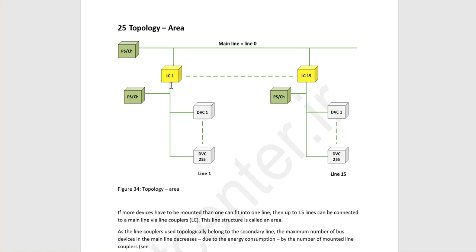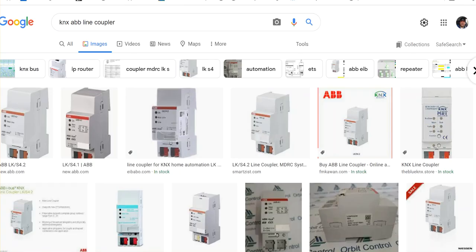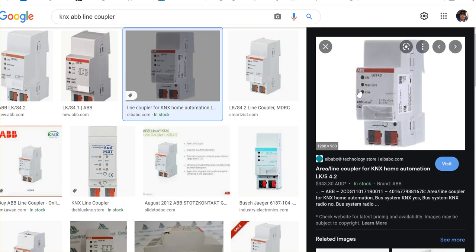So if you see the line coupler in real life, there are two KNX connectors or KNX sockets in the line coupler. Let's see it. Okay, so here, this is the line coupler from ABB. You can see there are two KNX connectors. One is written 1 next to it, and one is written 2. So the one is connected to the primary line and it should be powered by power supply units, and the second one is connected to each line in the secondary line. Okay, so this is the line coupler.